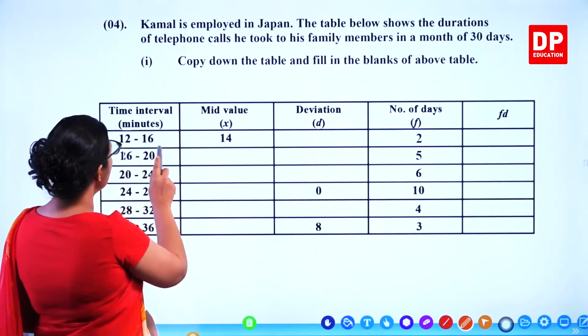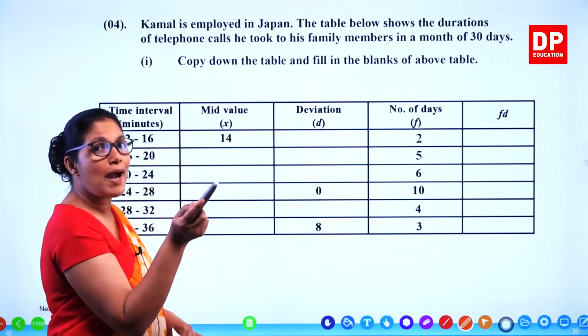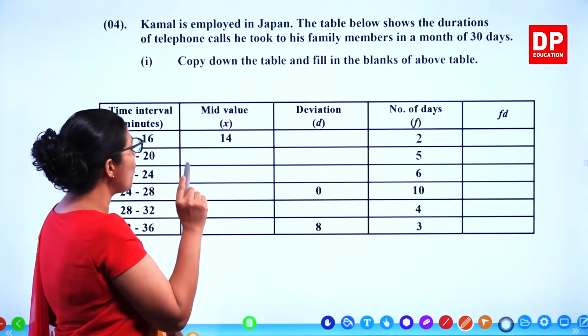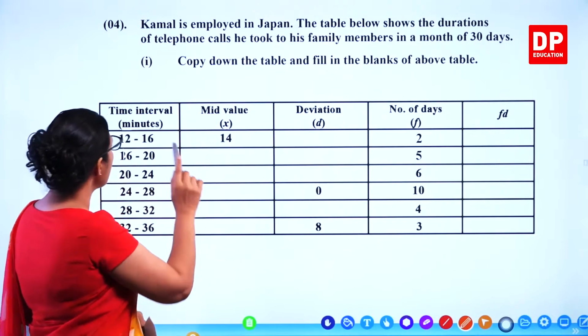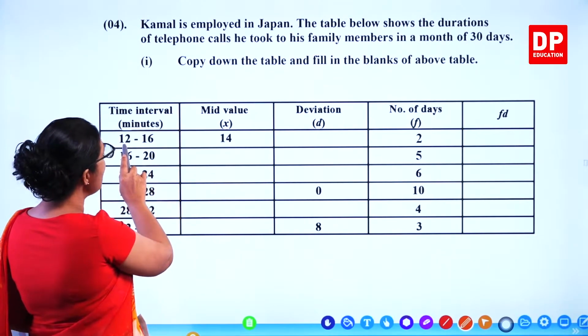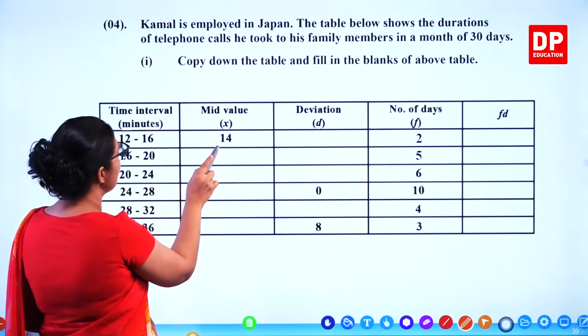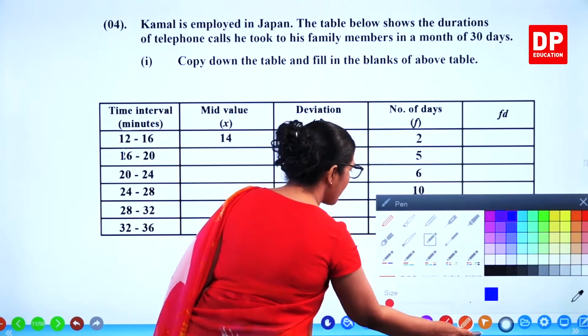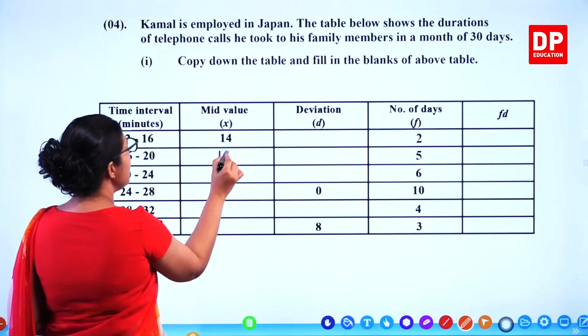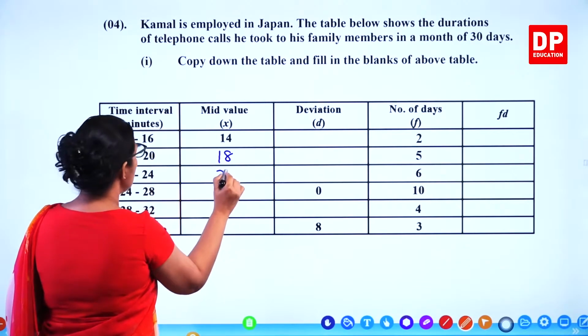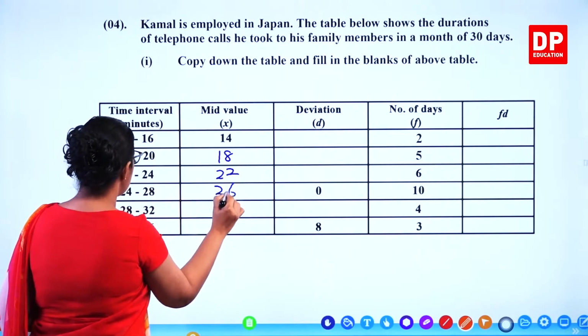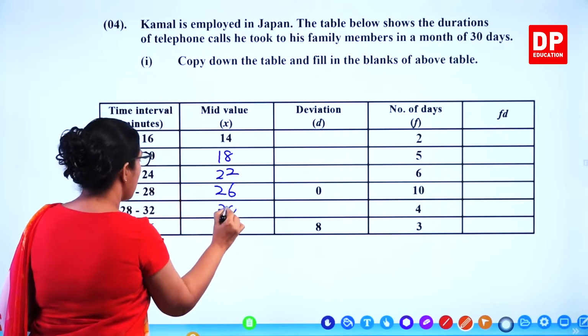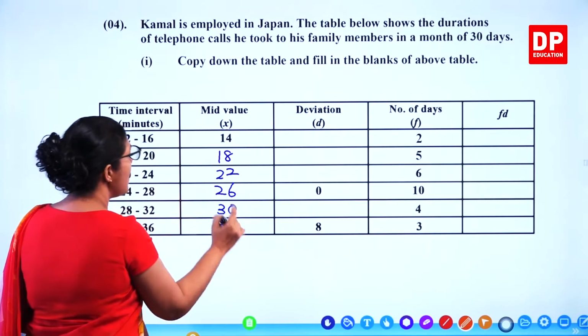So add the boundaries. 12 plus 16 divided by 2, 28 divided by 2, you get 14. Likewise, now can you see the lower boundary 12, add 2 to that. So what are the other values then? You are getting 14, 18, 22, 26, 30, 34. Those are the mid values.